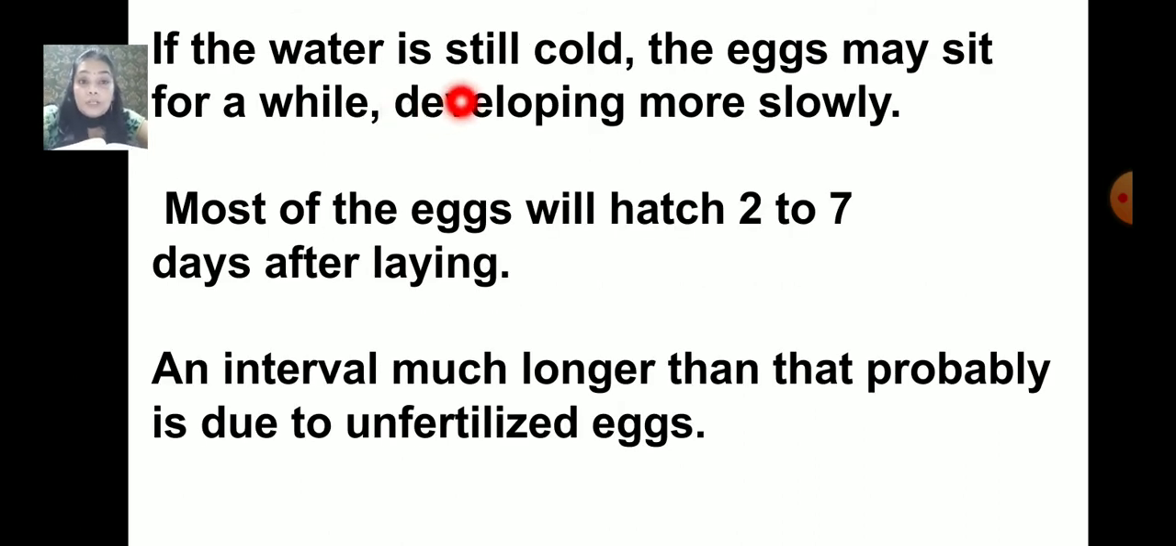And if the water is cold, the eggs may sit for a while, developing more slowly. So it takes a little more time. That is why it takes 2 to 7 days. Most of the eggs will hatch 2 to 7 days after laying. An interval much longer than that is probably due to an unfertilized egg. If the eggs have not hatched even after 7 days, it is due to unfertilized eggs, meaning the baby is not developed inside the egg. That is called an unfertilized egg.